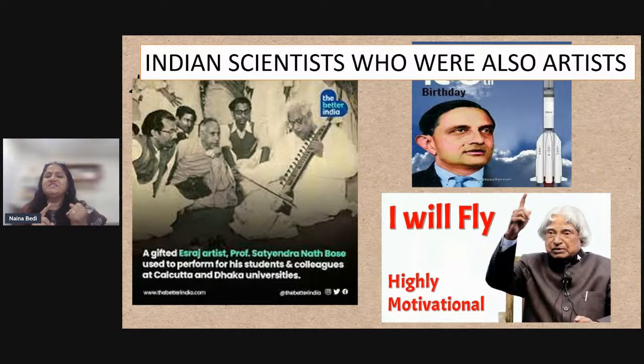They learned subjects like physics, astronomy. They learned maths. But do you know, teachers, that they were also artists? Yes, they were artists. As you can see in the first picture, we have the scientist Professor Satyendra Nath Bose, and he is performing on a musical instrument which is known as Esraj. This musical instrument is nowadays known to nobody. Even if you ask today's generation, they might not know who Mr. Satyendra Nath Bose was and what he discovered.